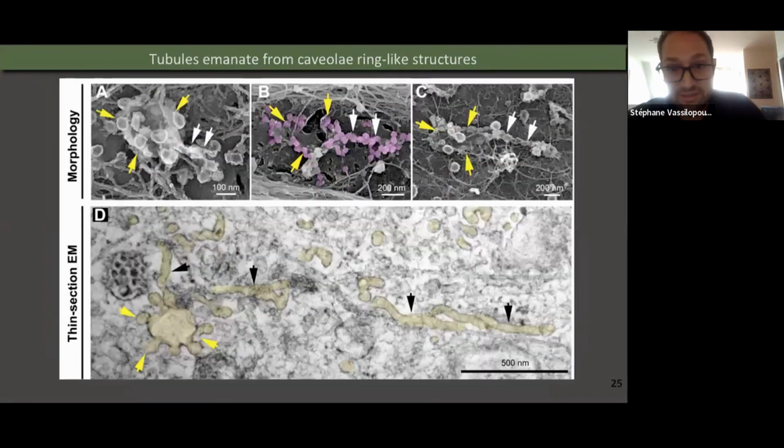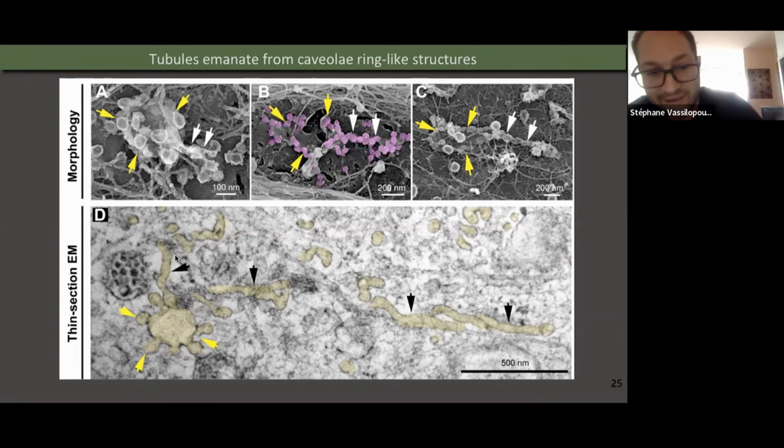And these examples were confirmed really elegantly by my colleague Jeanne Lenné, who is an expert in thin section electron microscopy. So this is just another way of doing this. It is more of a conventional electron microscopy technique. And what she showed by doing very thin sections right on the part where the cell was adhering with the substrate, so this is called the ventral part of the membrane, is that you have these circular structures full of caveolae around them and these long tubules which should emanate from them.